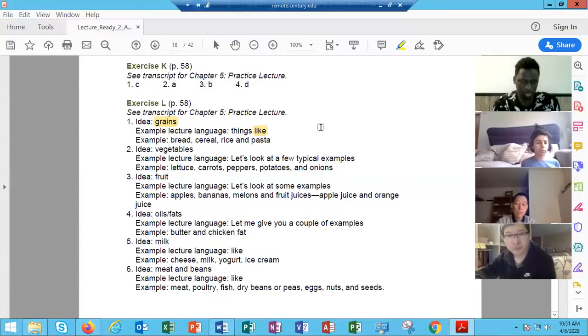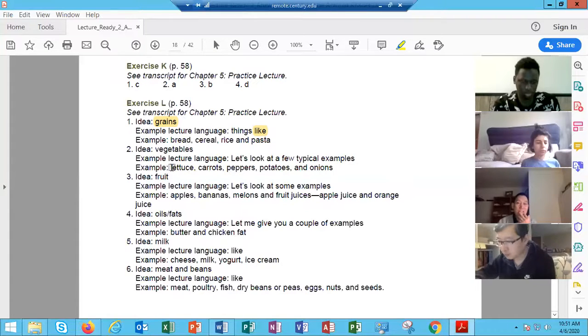So if you think about the grains, like the bread and the cereal are made usually from wheat. That's a grain. Rice is a grain. Pasta can be made from wheat or rice. We also have grains like oats. So a lot of cereal is made with oats.